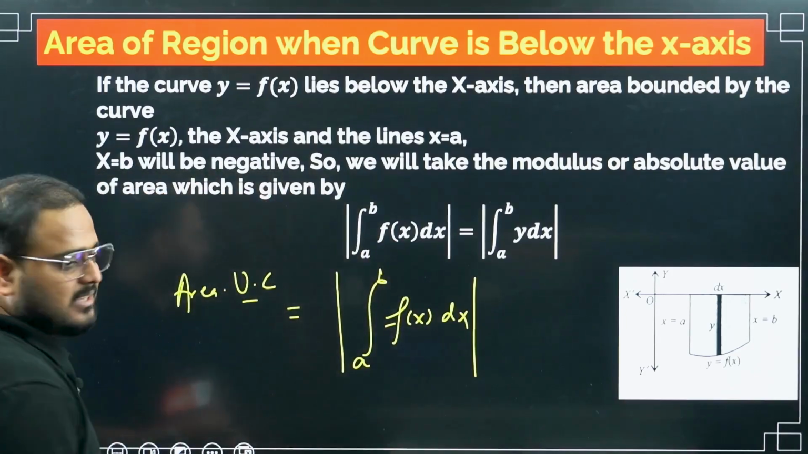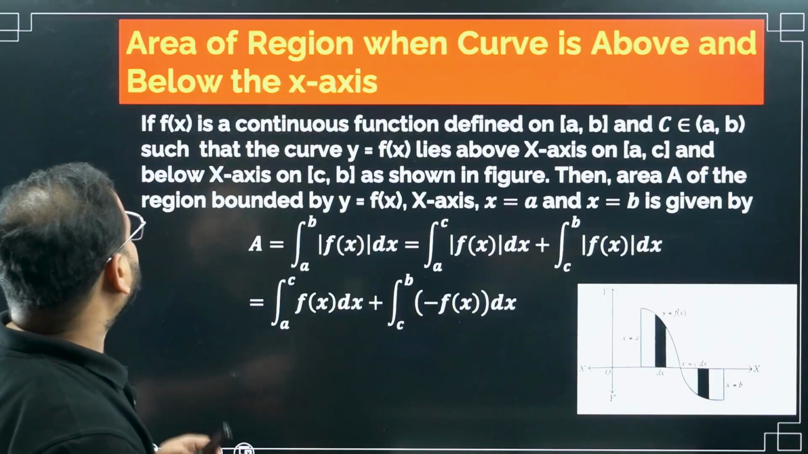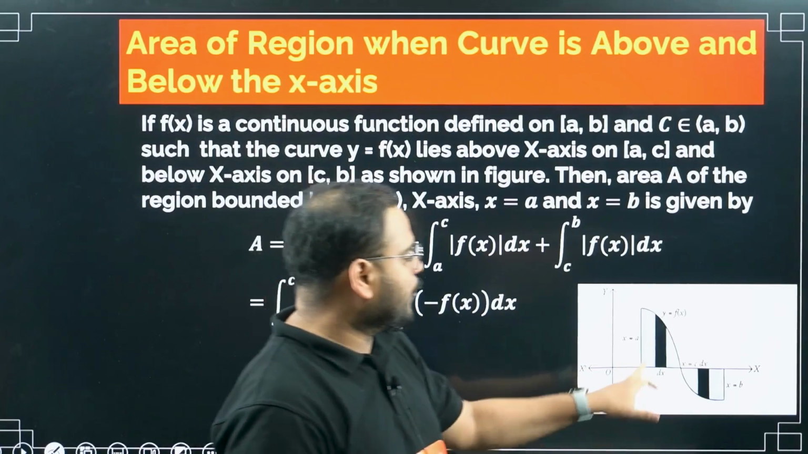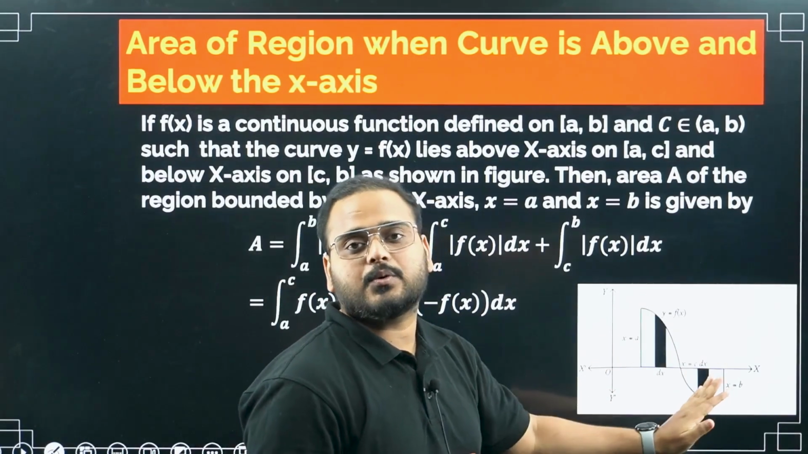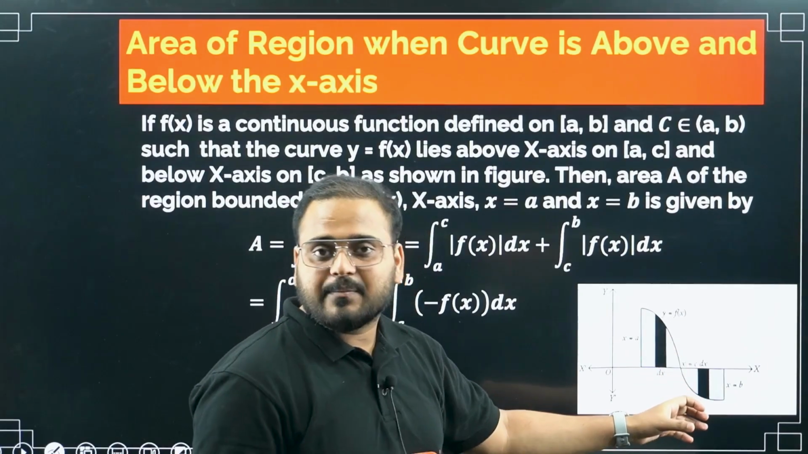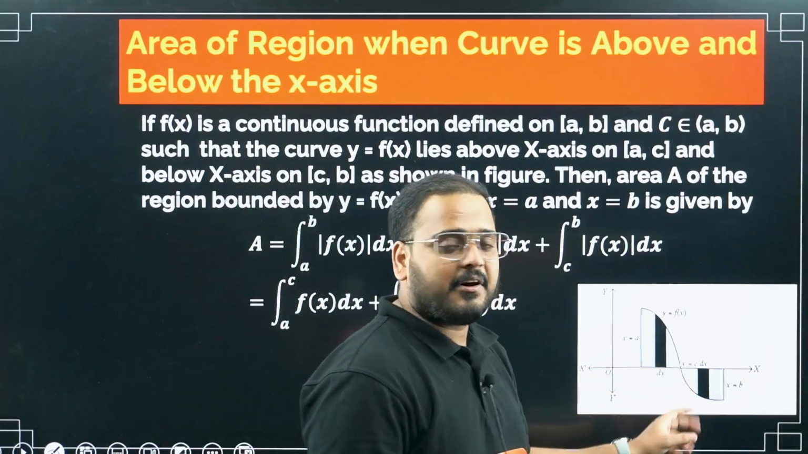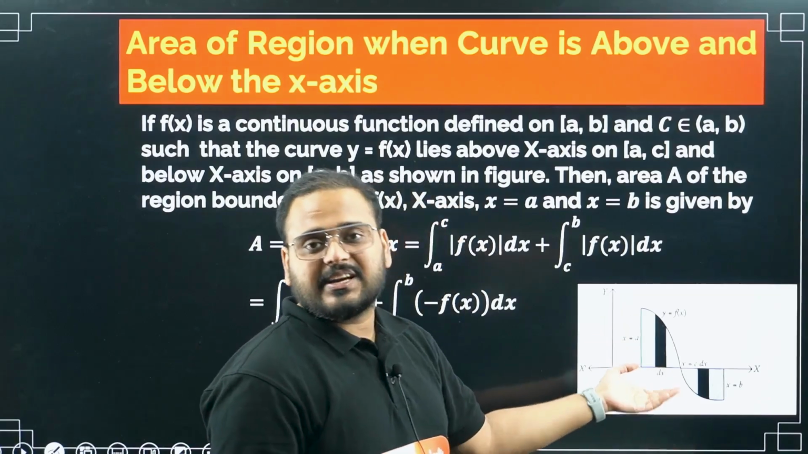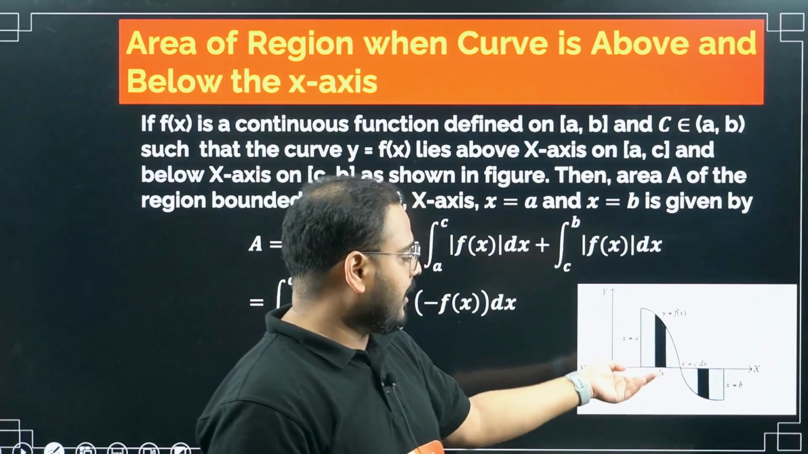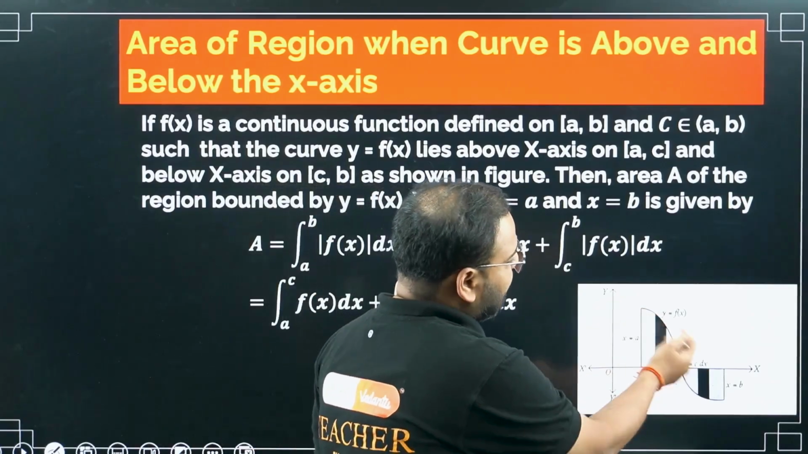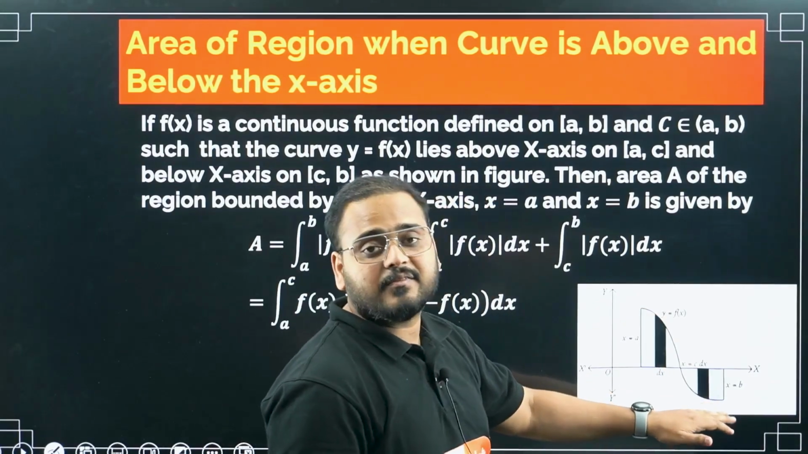Shall I move on from here? Now, what if there is a combination of both, above and below? Some part of the same curve is on the positive side, I have taken an example like this. Some part of the same curve is on the positive side of the y-axis. Check here, this value of y is positive. Over here it's negative. What are you going to do then?